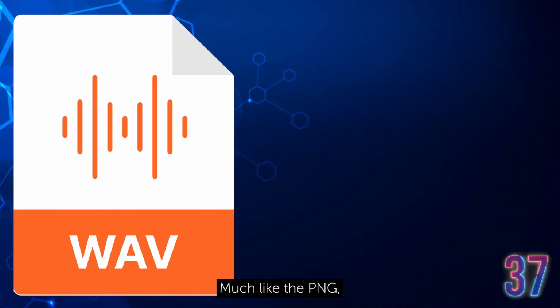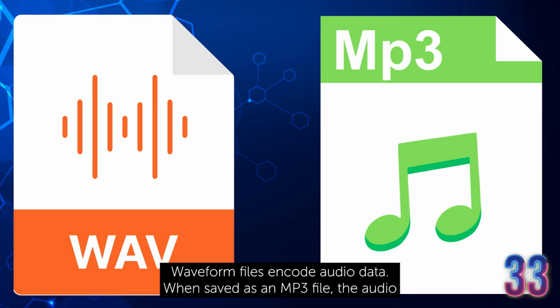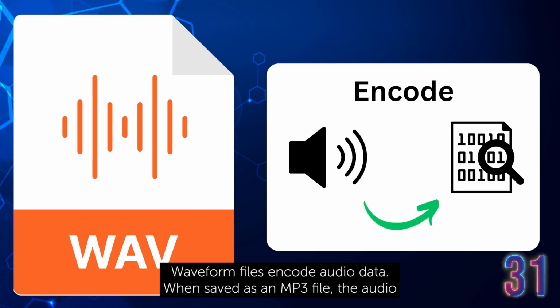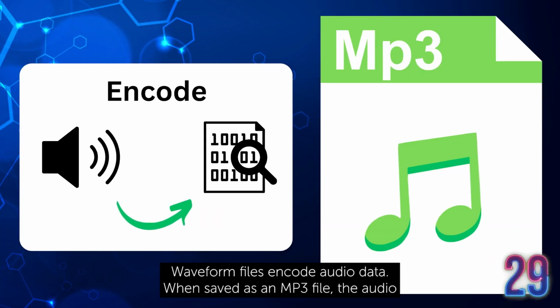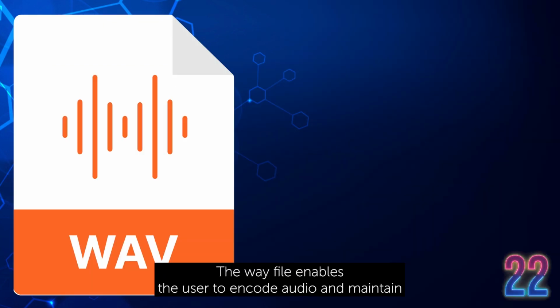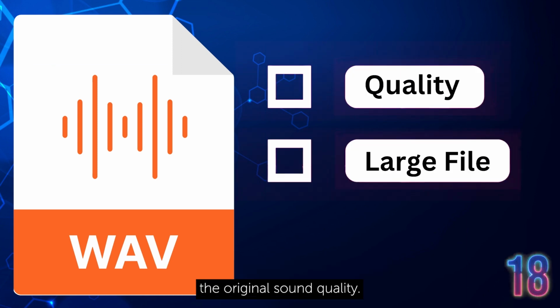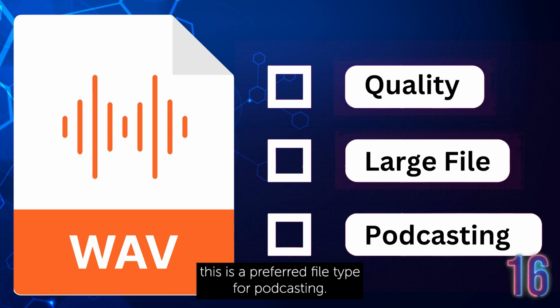Much like the PNG, the WAV file is a comparable upgrade to that of an MP3 file. Waveform files encode audio data. When saved as an MP3 file, the audio recording sacrifices some of its authentic sound for manageable storage. The WAV file enables the user to encode audio and maintain the original sound quality. Though the file can be large and difficult to share, this is a preferred file type for podcasting.